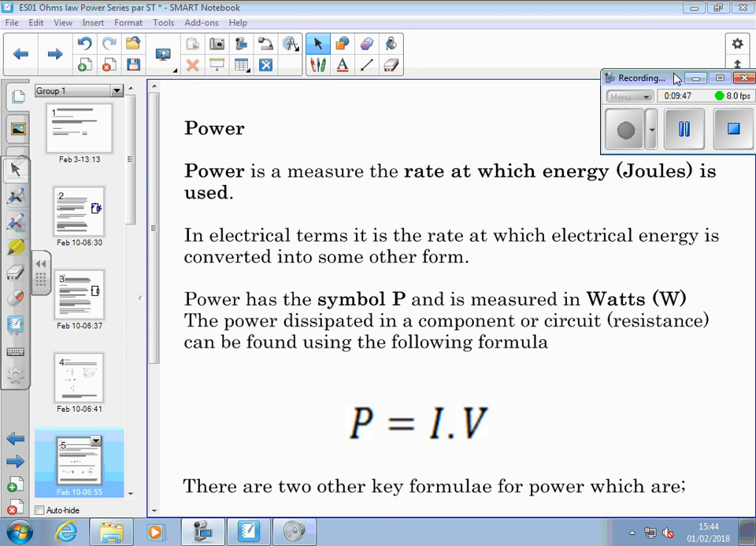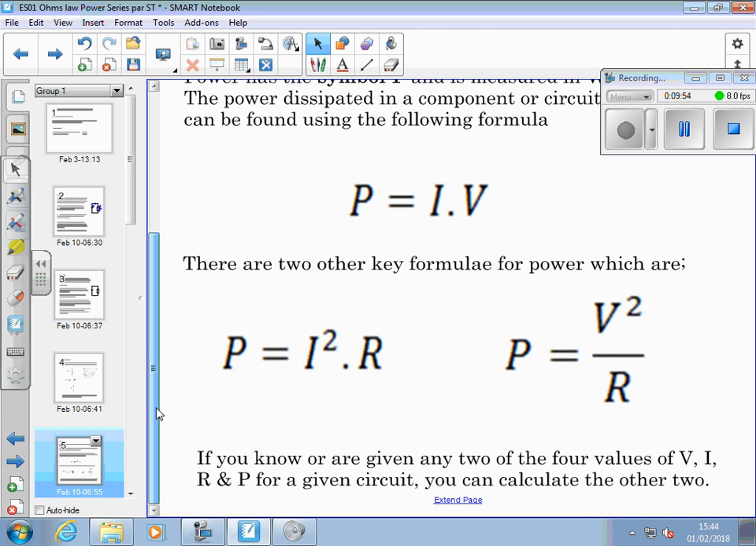Power dissipated in a component or circuit resistance can be found using the following formula. P is equal to I times V. Okay? And there are two other key formulae for power. One is that you can get power from I squared times R, or alternatively from V squared over R. You need to commit those three to your general knowledge as well. They also will not be included in any formula sheet.